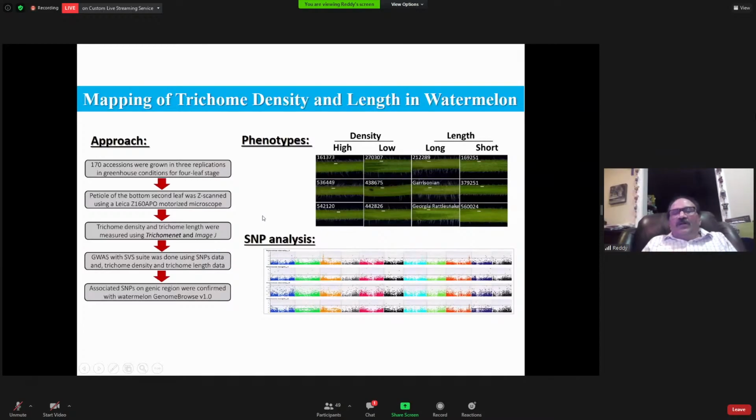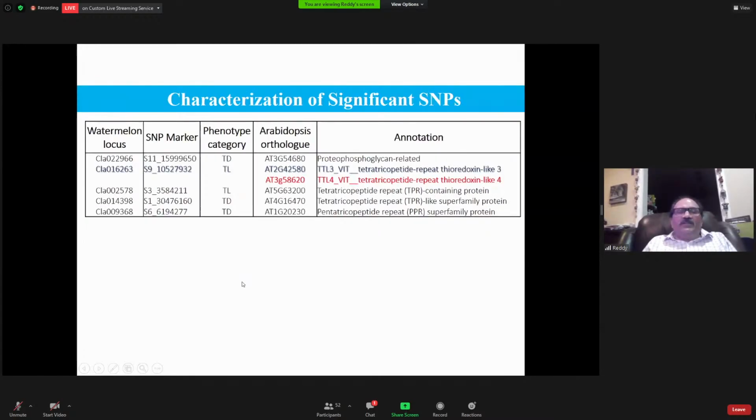You see here, these are highly dense watermelon varieties and low density trichome watermelon varieties. And here are long trichomes and short trichomes. So these are all different kinds. You can see very long trichomes here, and here are the very short trichomes. When we do phenotyping that precisely and do GWAS, then we can identify the candidate genes.